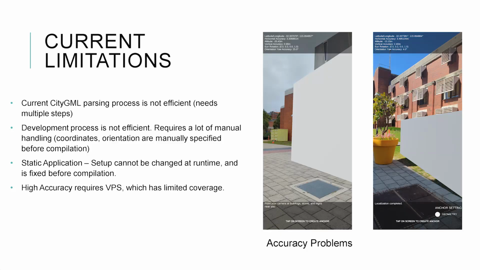There are still some limitations with the current process, mainly that the CityGML data parsing is not very efficient and is computationally expensive. This makes the development process less efficient as more manual handling is required, and it makes the application static, in that if we want to add more buildings to it, we have to recompile each time, which takes about 30 minutes every time. And also memory usage becomes a problem as we add more buildings into the application, especially if we go with a higher level of detail. And lastly, accuracy is also very reliant on VPS coverage, which is limited.